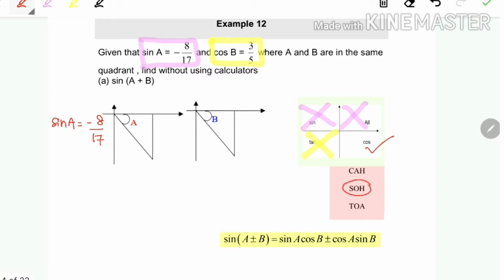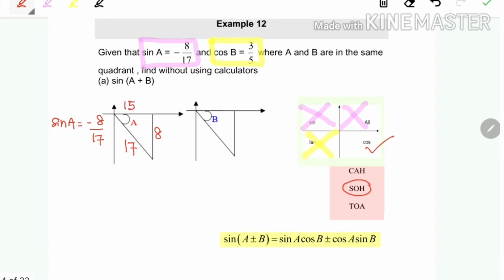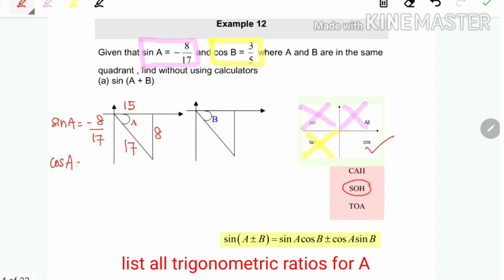Sine is opposite divided by hypotenuse. The length of the opposite is 8 and the hypotenuse is 17. From here, we can calculate that this length equals 15. Let's complete all. Therefore, we can say that cos A, what is cos A? Cos A is adjacent divided by hypotenuse. The adjacent equals 15 divided by 17.